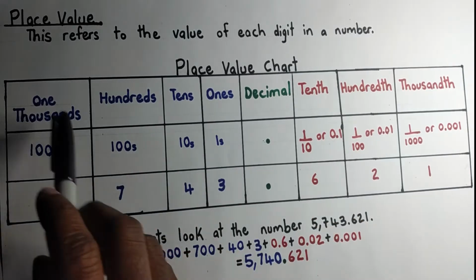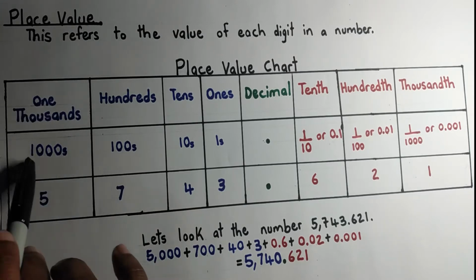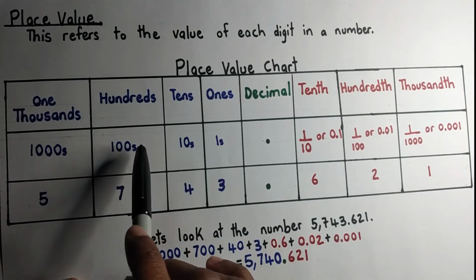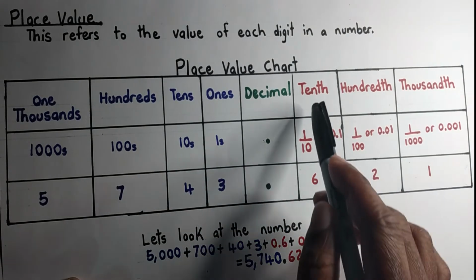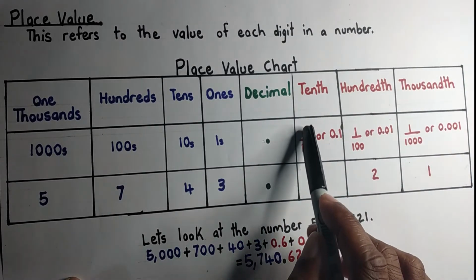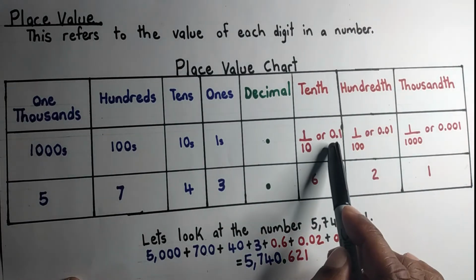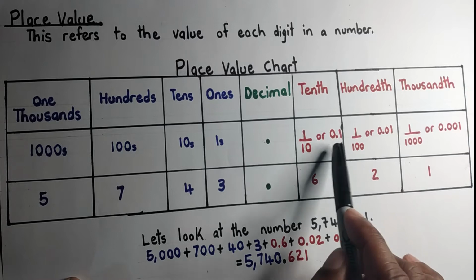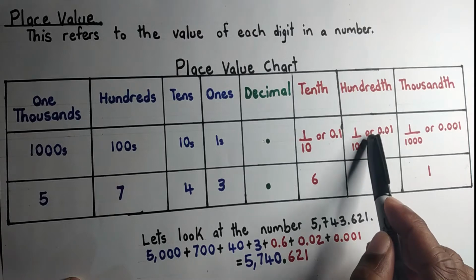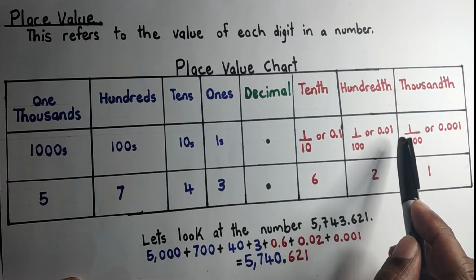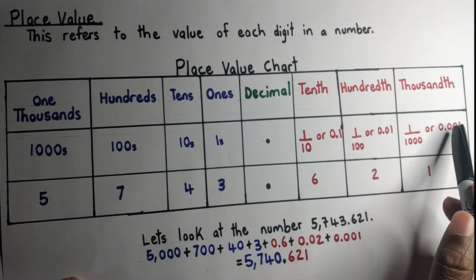All right, so 1000, we could represent 1000 like this. All right, in number form, 100, tens, ones. We know how the decimal point looks. Now tenth, we can represent tenth by either writing it as 1 over 10, which is in fraction form, or we could also look at it from the perspective of decimals, which is 0.1. Same thing for hundredth, 1 over 100, or 0.01. Same thing for thousandth, 1 over 1000, or 0.001.